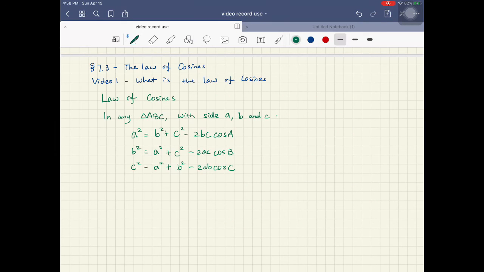The other two equations in the law of cosines are A squared equals B squared plus C squared minus 2BC times cosine of A, and C squared equals A squared plus B squared minus 2AB times cosine of C. We just talked about B squared equals A squared plus C squared minus 2AC times cosine of B. So you can see that I'm able to find the length of a side if I have the lengths of the other two sides and the angle measure corresponding to the side.